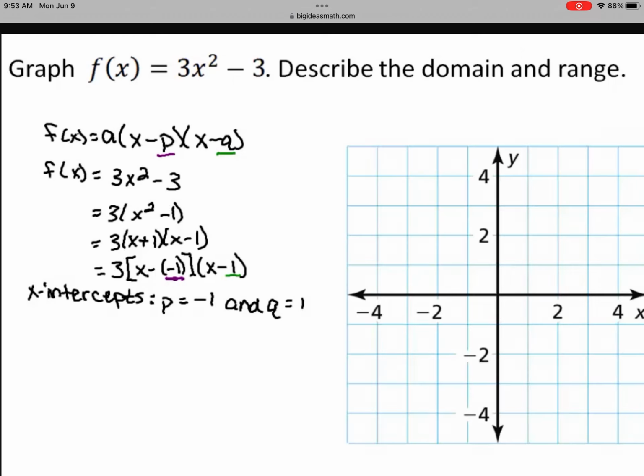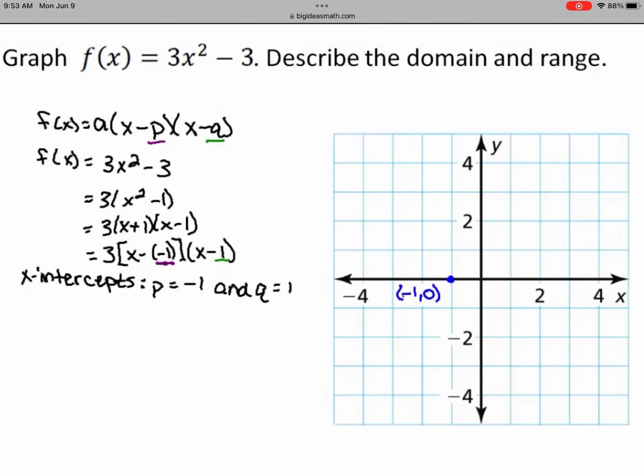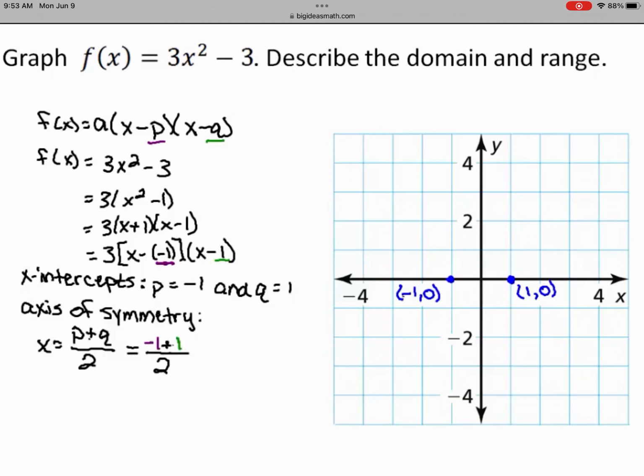So plot the points negative 1, 0 and 1, 0. Now you want to find and graph the axis of symmetry. The axis of symmetry is x equals the quantity p plus q divided by 2. Substituting negative 1 for p and 1 for q, you get the quantity negative 1 plus 1 divided by 2, which simplifies to 0. Now you want to find and plot the vertex.